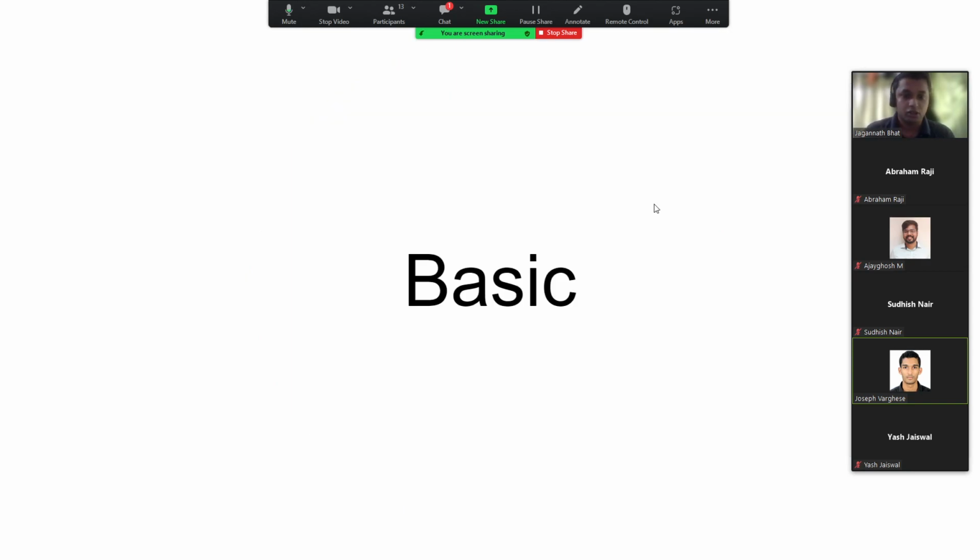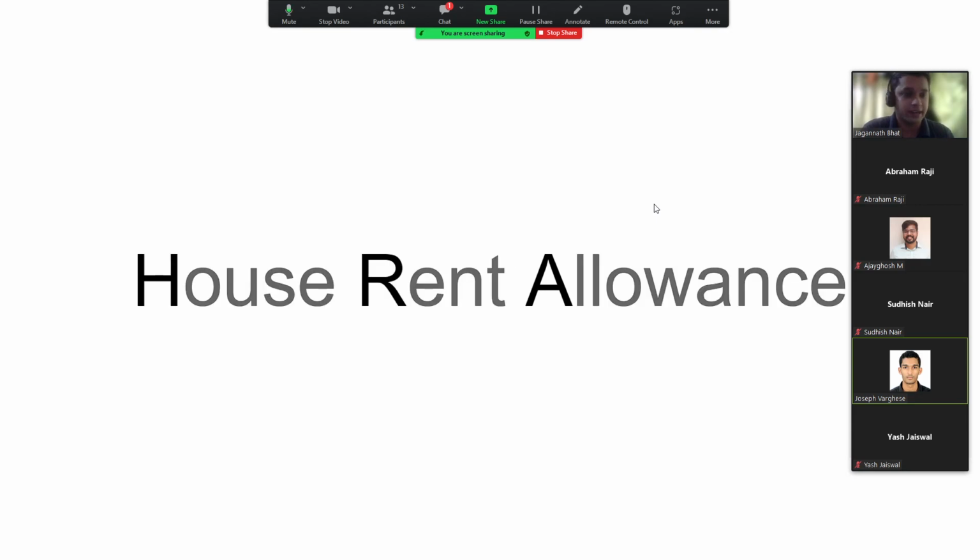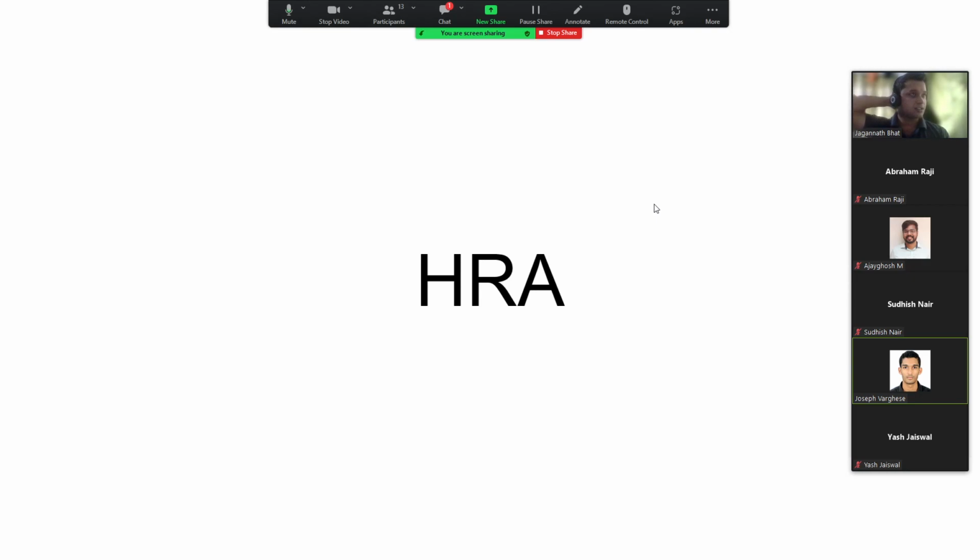Basic doesn't have anything special. It's just your income. That's it. It's just your basic income. Then comes HRA. It stands for House Rent Allowance. HRA, you can consider it as the limit of how much tax exemption you can get for paying rent.